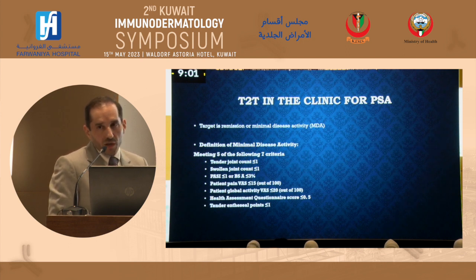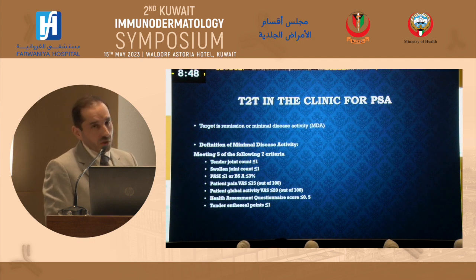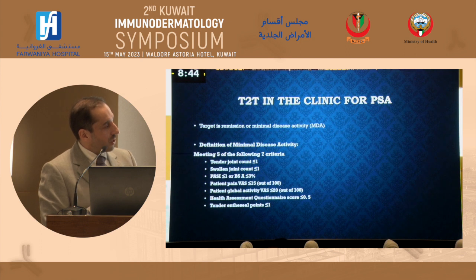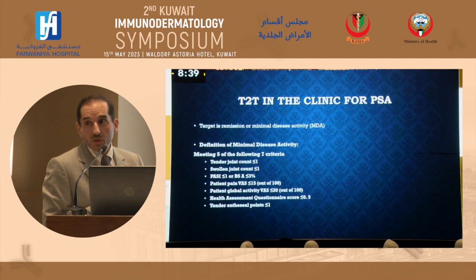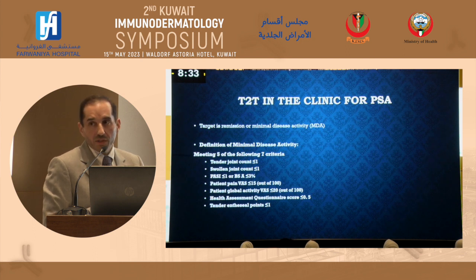Basically, to have a minimum disease activity score, you need to score 5 out of 7. I want to have less than 1 tender joint, less than 1 swollen joint. I have a PASI of less than 1 or a BSA of less than 3%. Patient pain VAS on a scale of 100, you want to be less than 15. Patient global assessment also less than 20. You have a health assessment, which is the health questionnaire, where we ask about the functionality of the patient, to be less than 0.5, and you have less than 1 enthesial part. So I find it easier to apply minimum disease activity.